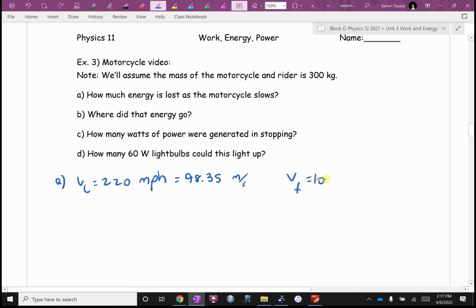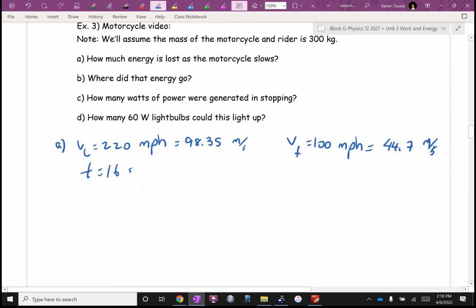VF was 100 miles per hour. Let's do the Siri trick again. Convert 100 miles per hour to meters per second. 44.7 meters per second. And T was 16 seconds. How much energy is lost as the motorcycle slows?